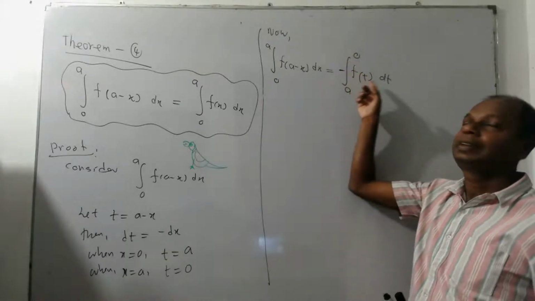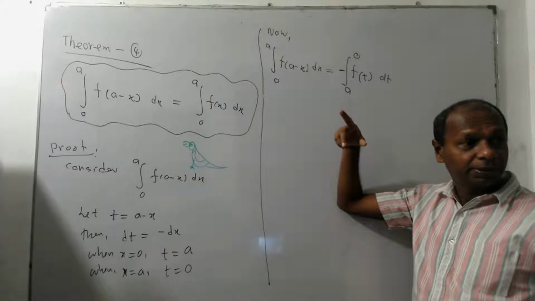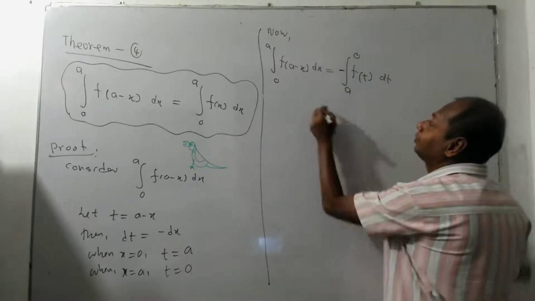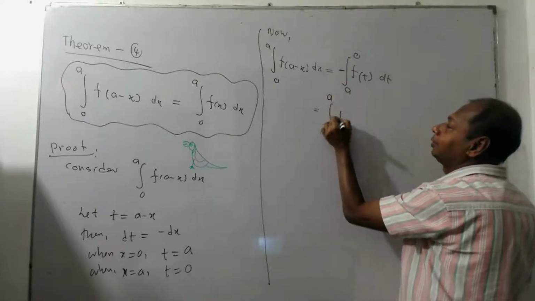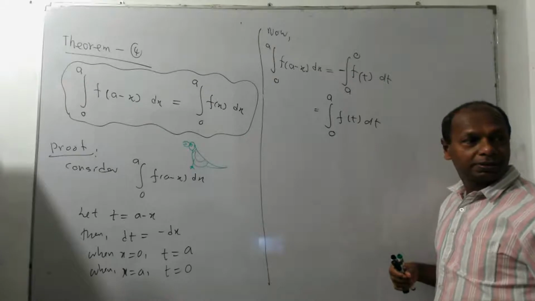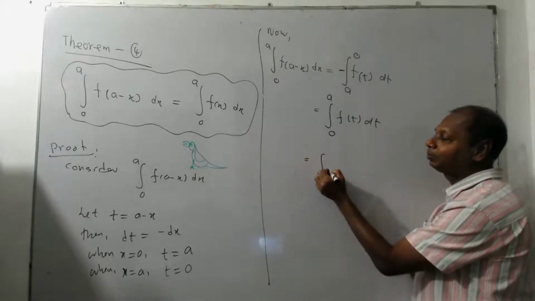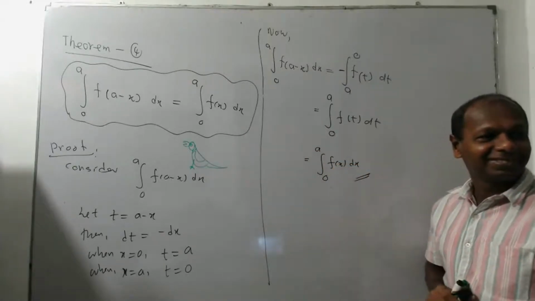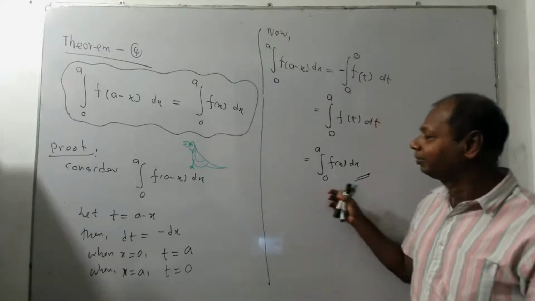Minus the integral from a to 0 of f(t) dt. Now you can use the very first theorem, which says you can switch the limits: minus a to 0 is the same as 0 to a, f(t) dt. Now a few minutes before we have seen that 0 to a f(t) dt and 0 to a f(x) dx are the same. Whether 0 to a f(t) dt or 0 to a f(x) dx, you get the same result. We have proven it. So that's the proof.